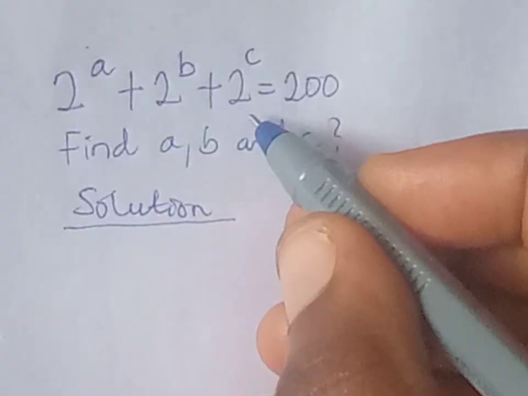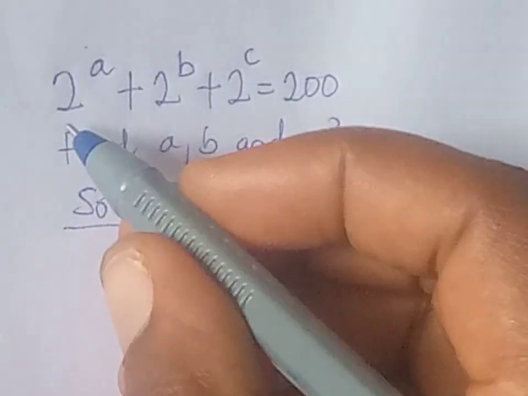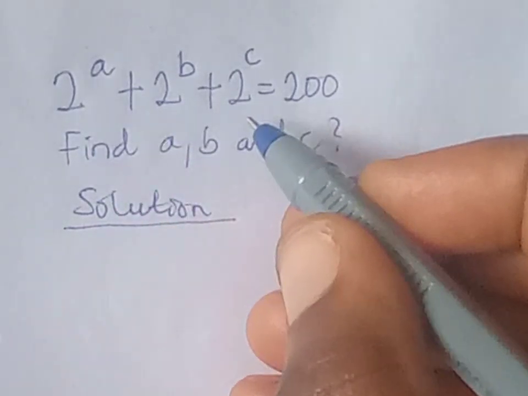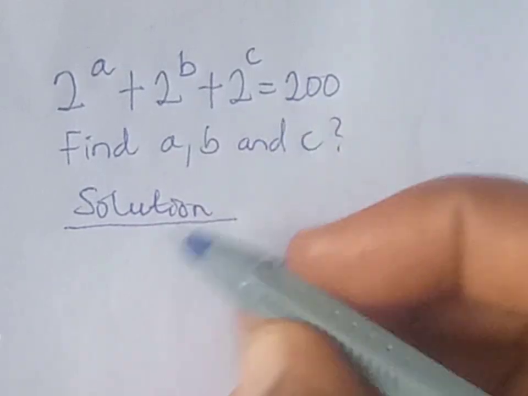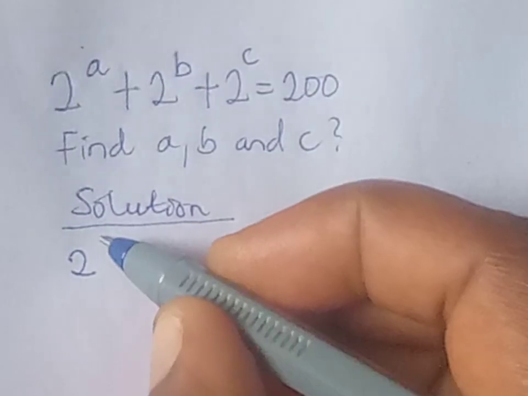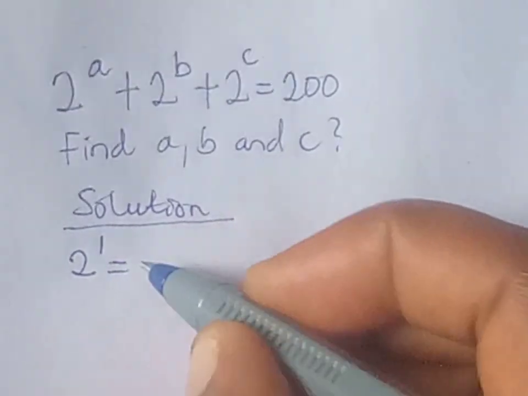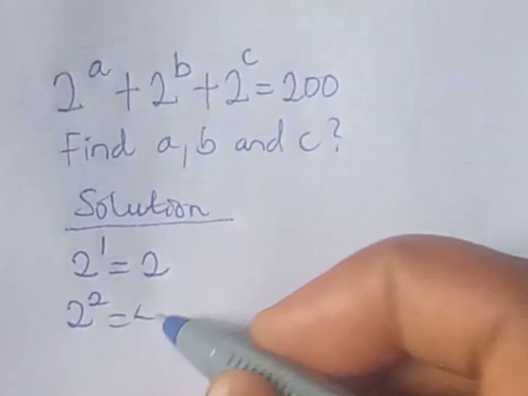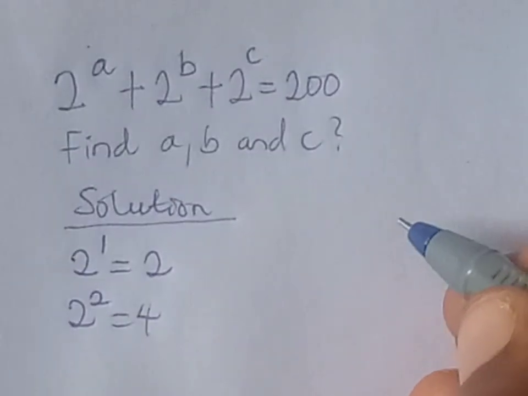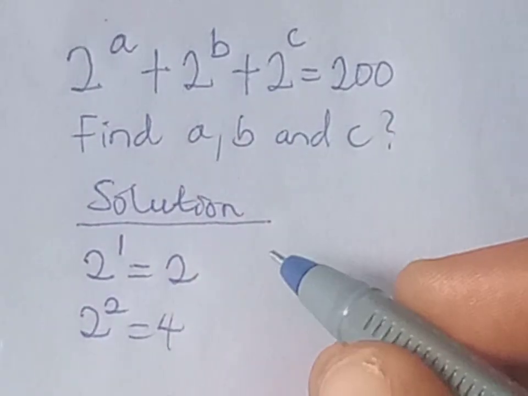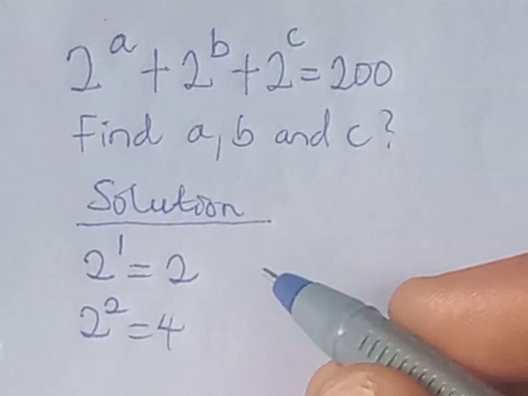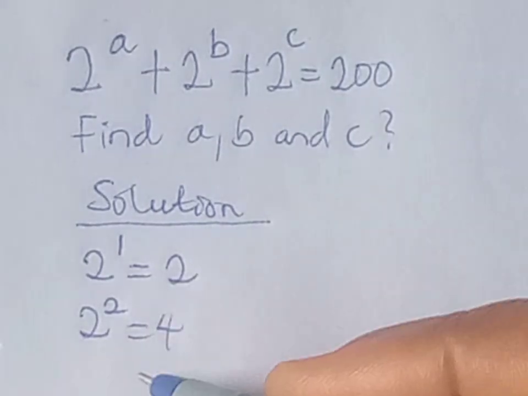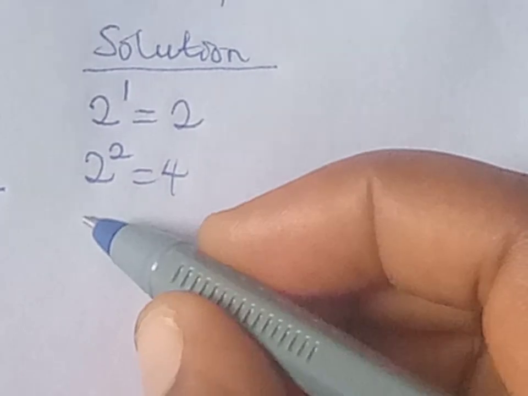What does this question mean? Note that every number on the left side here has a base of 2. For example, 2 raised to the power of 1 will give us 2. 2 raised to the power of 2 will give us 4, and the likes. The question is asking us which three powers of 2 add up to exactly 200. Now we have this, let's continue.